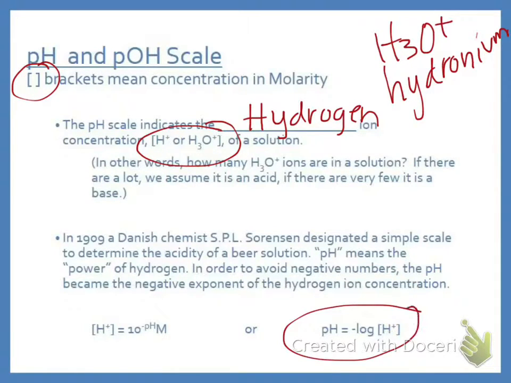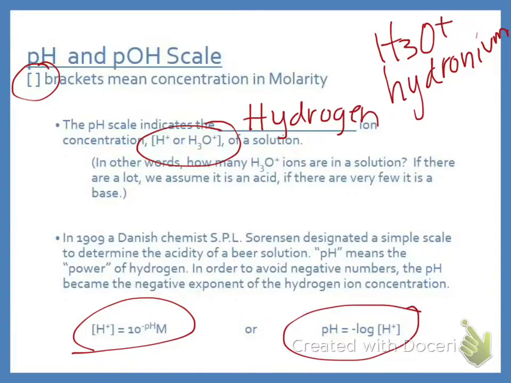Okay, these are the formulas that we're going to use. This is how we find the pH. We take the negative log of the hydrogen concentration. And let's say we have the pH. Let's say the pH of the solution is 6.7. We can then back calculate and determine what the actual hydrogen concentration is by this formula, which is 10 raised to the negative pH value, and then the answer would be in molarity.